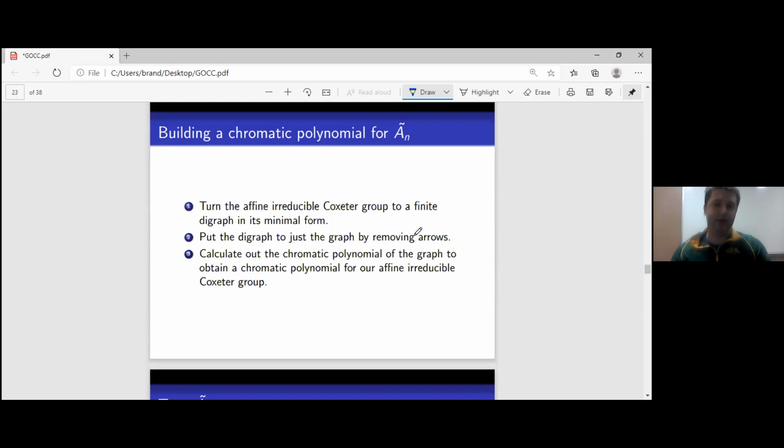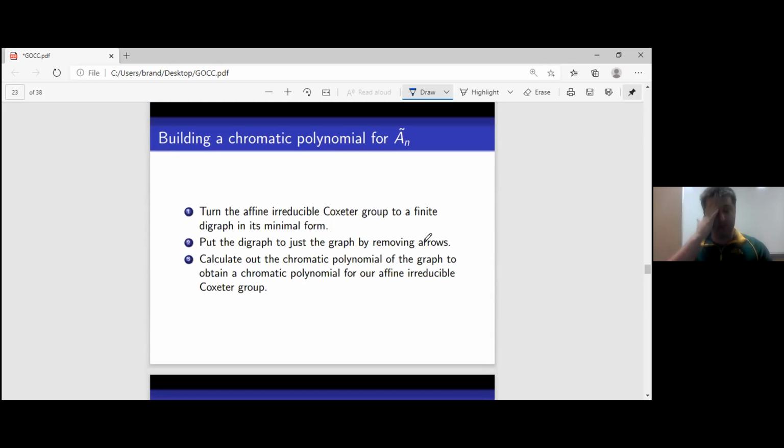So to build a chromatic polynomial of A n tilde, we're going to turn the affine irreducible Coxeter group into a finite digraph in its minimal form. I won't talk a lot about minimality, but I have resources if you need discussions about minimality. Those come from Parkinson and Yao over their research for the past 5 years.